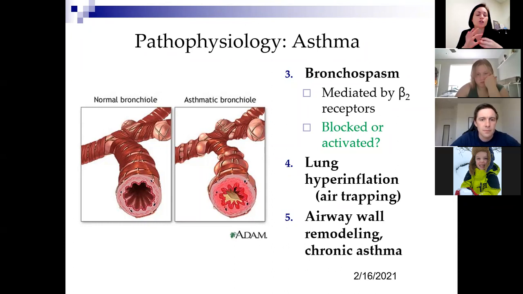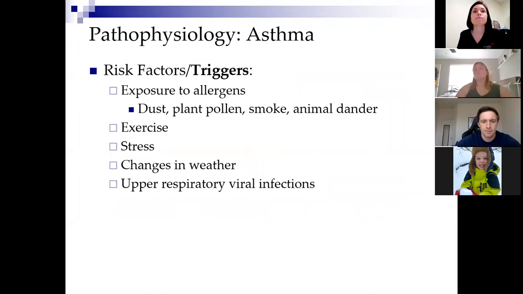And then the airway walls start to remodel or change shape a little bit in chronic asthma. So remodeling is like changing shape to something that's not as conducive to breathing. With the bronchospasms, it's mediated by the beta-2 receptors. So does that mean that they're being blocked or activated? If you're having constriction, are the beta-2 being blocked or activated? They would be blocked, right? Yeah, they're being blocked, right?